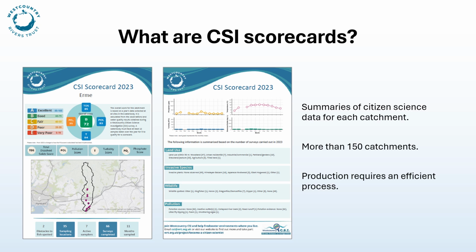So we have things like summary scores and grades showing a general picture of the water quality in the catchment. We have some graphs summarising some of the data. We have a map showing where samples have been taken, and we also have some observations about things like invasive species and visible signs of pollution. Now we have volunteers in more than 150 catchments across the West Country, and so producing all of these scorecards needs an efficient process.